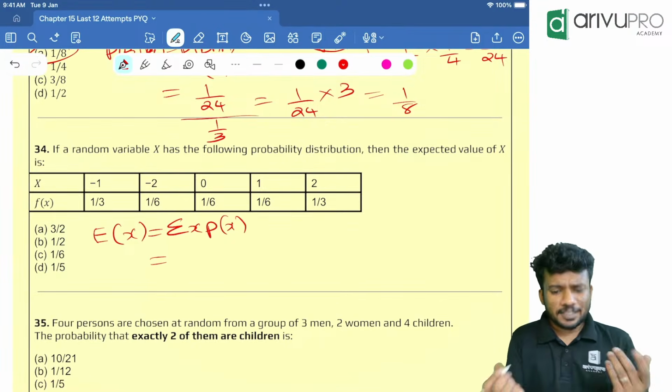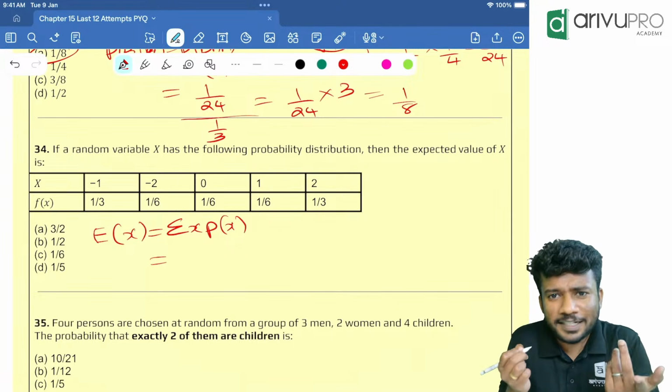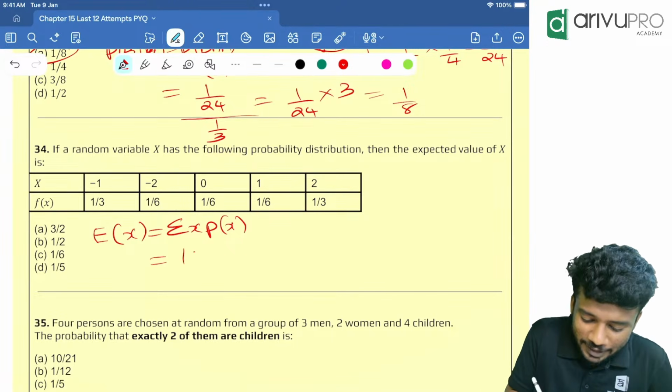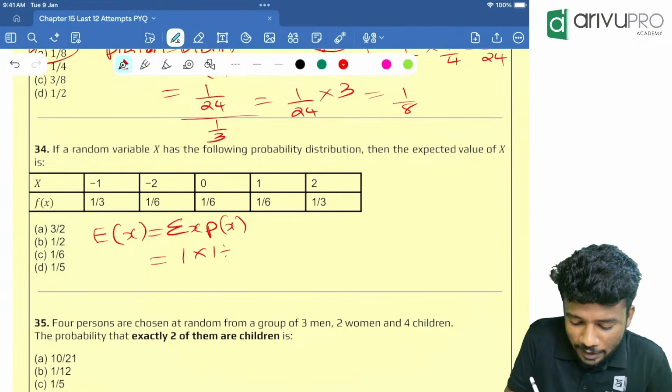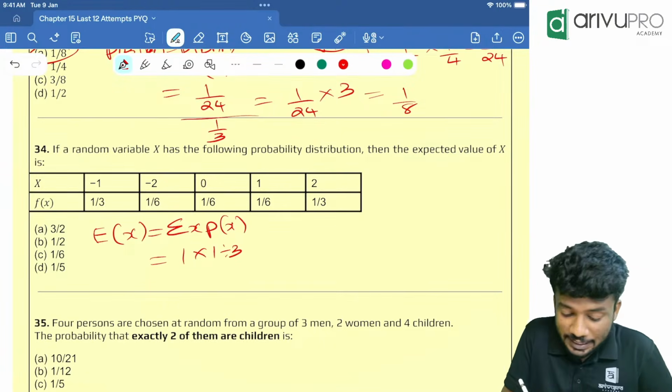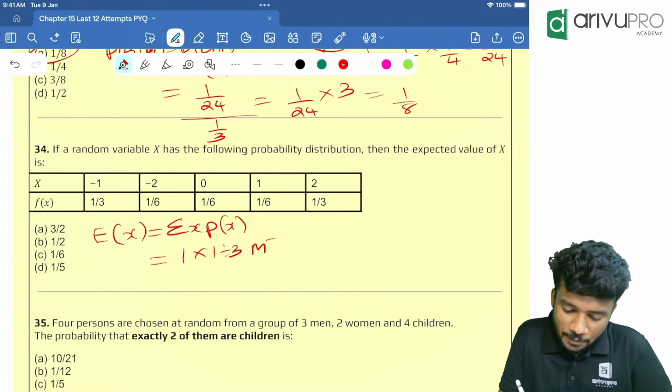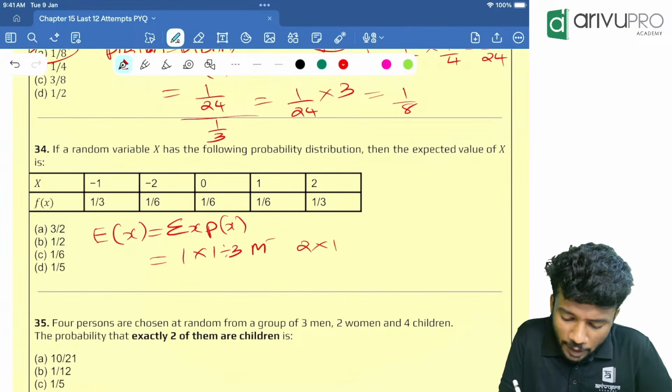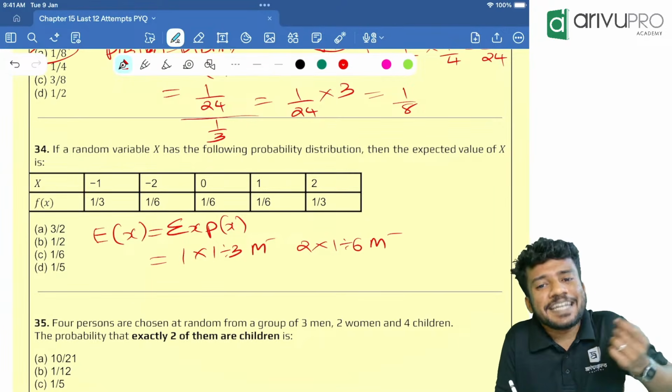So take your calculator. Don't even write, people. If you want, you write, but no need to write. 1 into 1 divided by 3, M plus or M minus? Since the x value is negative, you will click M minus. Then 2 into 1 divided by 6, M plus or M minus? Since it is minus 2, you will click M minus.